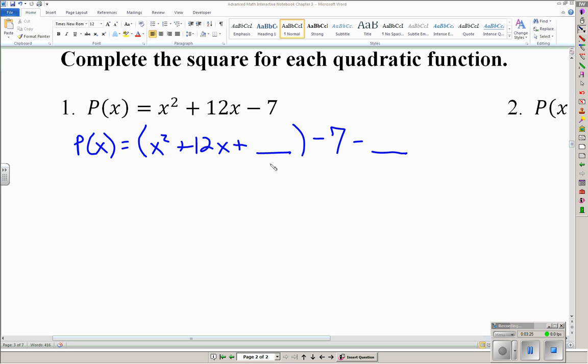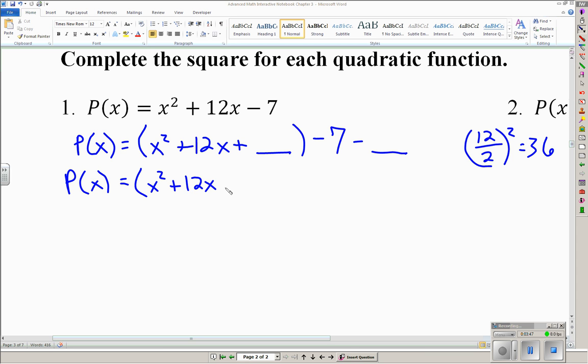Now the number that goes in this blank is half of b, squared. b is 12. So half of 12 squared, that's a 6 squared, which is 36. So I'm going to put a 36 in those blanks. It's going to be an x squared plus 12x plus 36 minus 7 minus 36. And now this is a perfect square trinomial. I know it is because I completed the square. This is a guaranteed perfect square trinomial now, and it will factor.